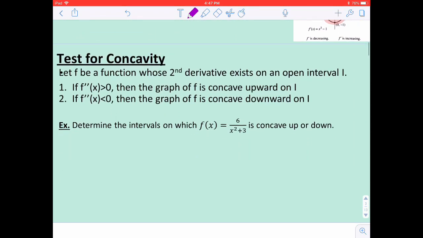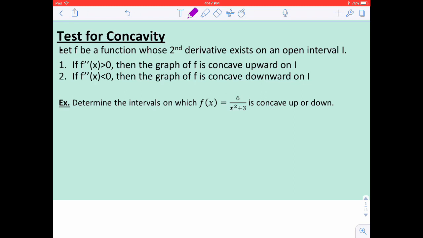Okay, so let's test for concavity. To test for concavity, we have to let the function's second derivative exist on an open interval I. So if the second derivative exists, then we can define whether it's concave up or concave down. If the second derivative is greater than 0, then the graph of f is concave up. If the second derivative is less than 0, then the graph of f is concave downward. And we'll do a test to see where it's either greater or less than 0. So let's go ahead and do an example.